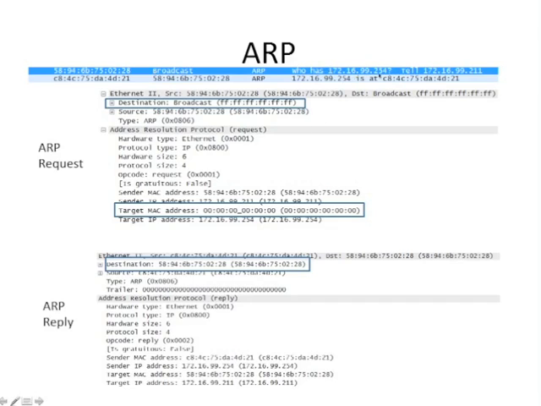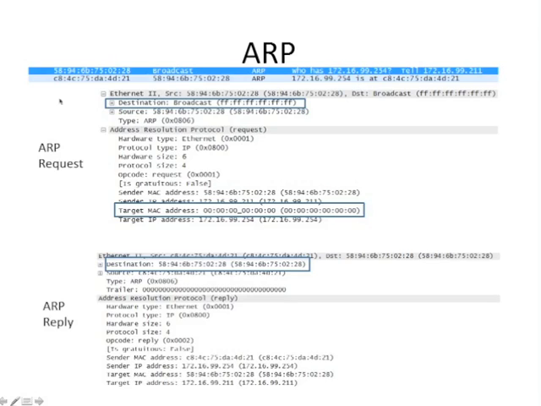And essentially, I'm looking for a particular IP address. So in this case, I'm looking for the IP address of 172.16.99.254. And then I'm telling them who I am. I'm 172.16.99.211. So essentially, whoever has this IP should hear this broadcast request and then respond with their MAC address. And that's what happens. The second frame we see here is a reply from the host at 172.16.99.254 informing me what their MAC address is.